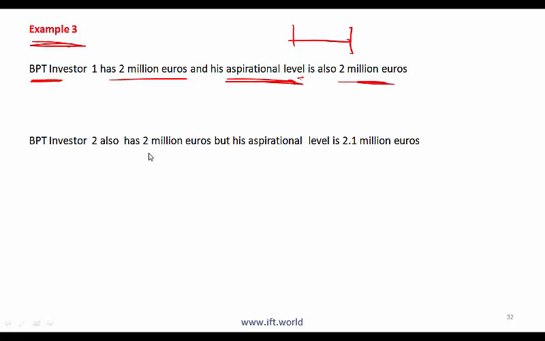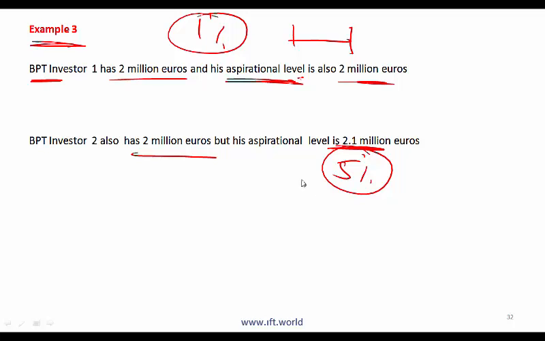The next guy has 2 million euros also, but his aspirational level is 2.1 million. So he's actually hoping, expecting, going for roughly a 5% increase. So for him now, we need to create some layers, put some money in the risk-free, because it's not like he wants to take huge risk either, but at least he wants some return. So you can't just put money in the risk-free. The risk-free asset in this example is only giving 1%. So he needs to put money in something that gives a higher return. So not a difficult example.